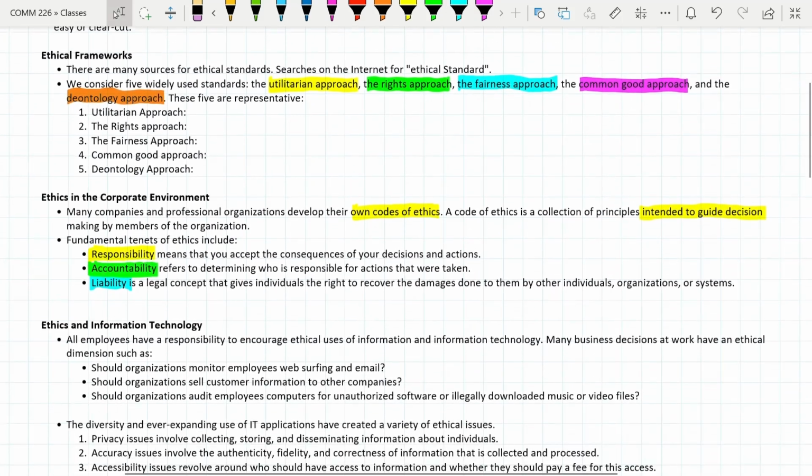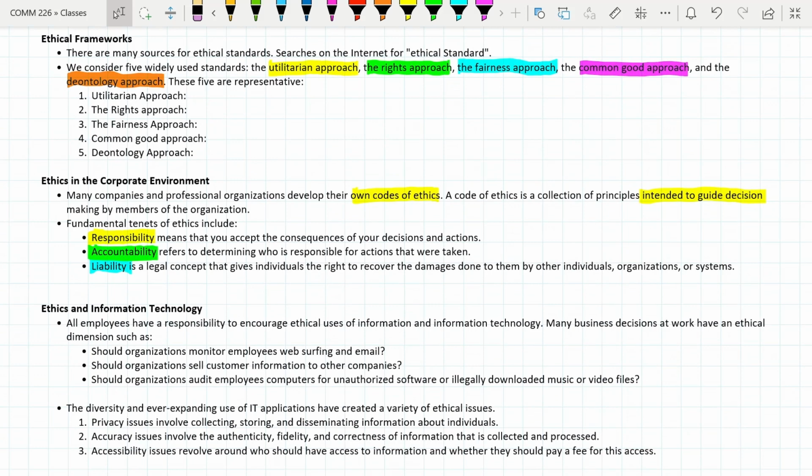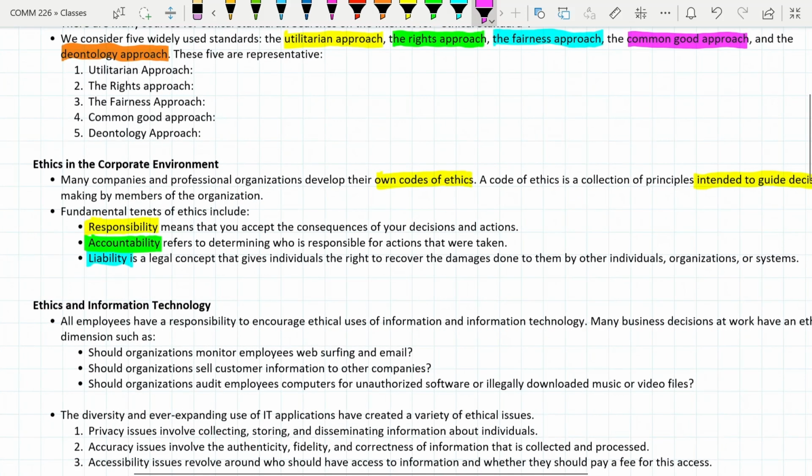So let's look at ethics in information technology. All employees have a responsibility to encourage ethical use of information and information technology. Many business decisions at work have an ethical dimension, such as: should organizations monitor employees' web surfing and email? Should organizations sell customer information to other companies? That's a big one. Should organizations audit employees' computers for unauthorized software or illegally downloaded music or video files? So this is just a range of dimensions where ethical behaviors can be used.